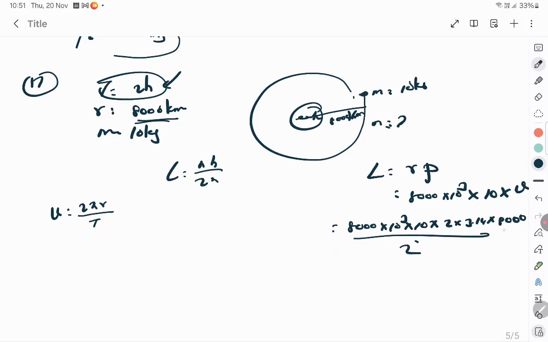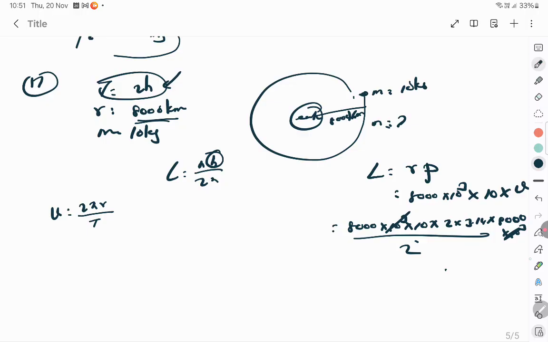R is again 8,000 kilometers, right? We are converting that alone into meters. Why can't we keep the radius also in kilometers? Because when you substitute h, it will be in meter per second. You should be careful: you have to convert it into meters per second. Everything has to be converted. We don't have a choice.